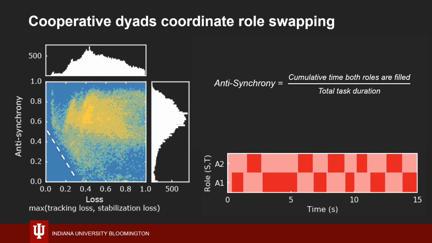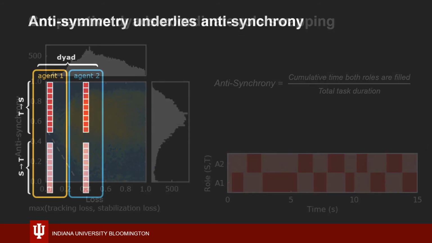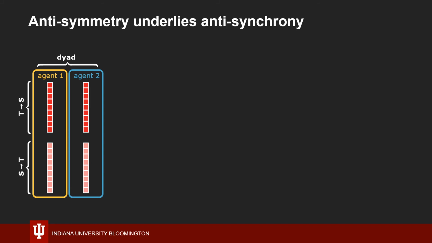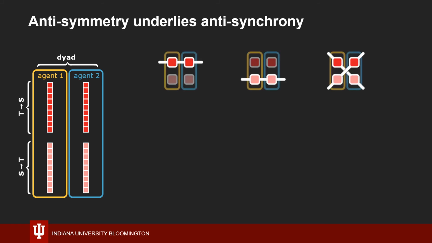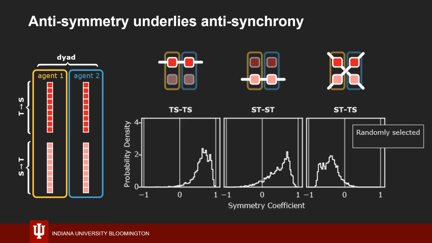We inspect their genomes in search of a pattern. Each dyad comprises two agents, and each agent has two switching policies. We compare the policies of the two agents by calculating a symmetry coefficient for the policy vectors. Symmetric policies make the same decisions given the same inputs. Anti-symmetric policies make the same decision given opposite inputs, like partners sitting opposite each other would perceive. If we compare policies from a random sampling of the population, we get these distributions.